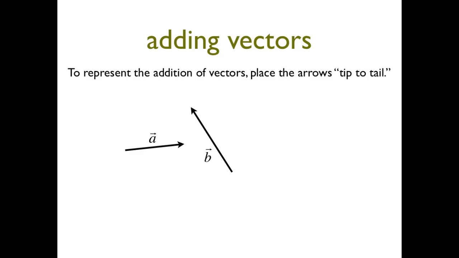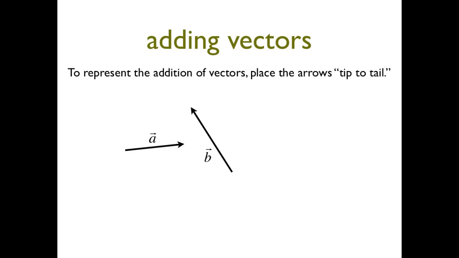Okay, so how do you add vectors? So here are two vectors. What would it mean to add them together? The easiest way to think about adding vectors, maybe to start off, is with displacement. So what we want to do is place the arrows tip to tail.